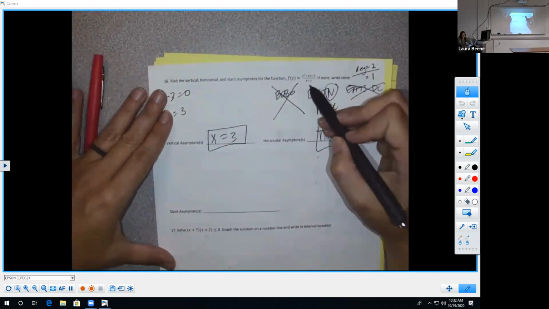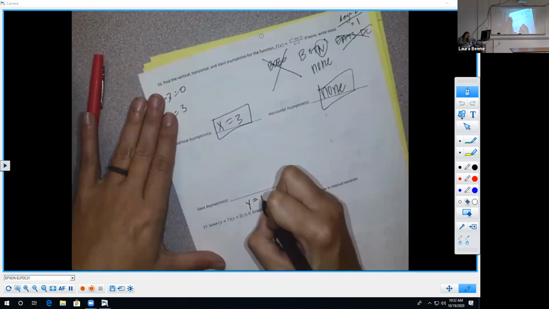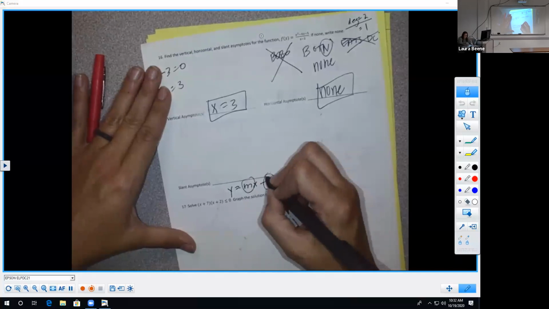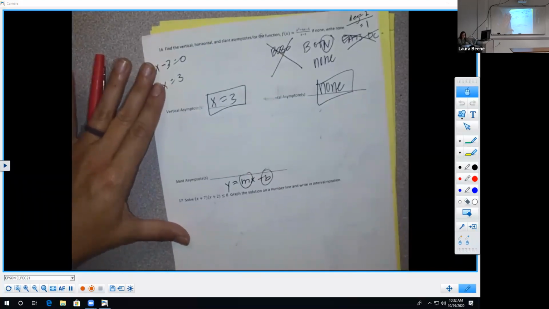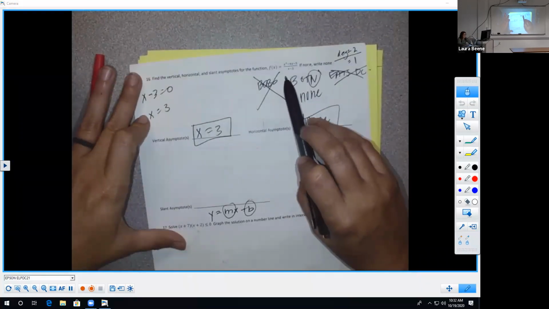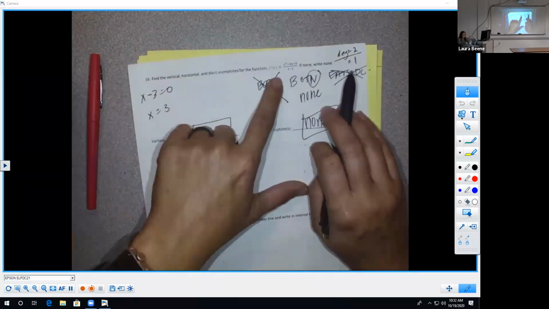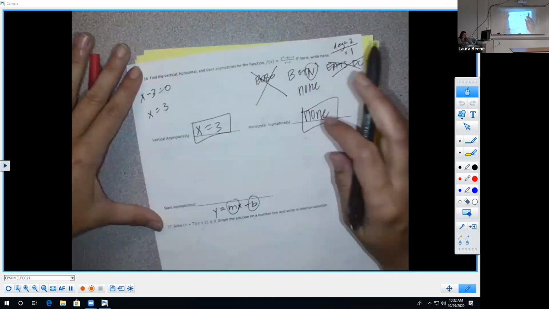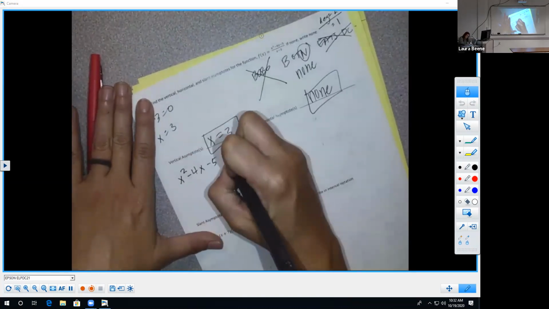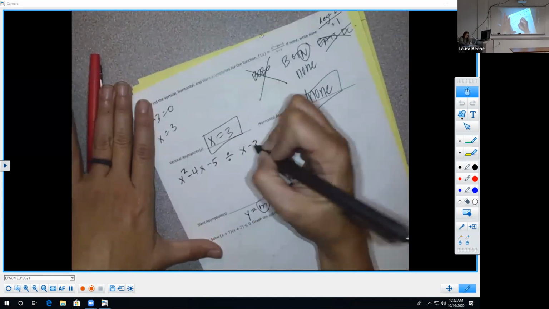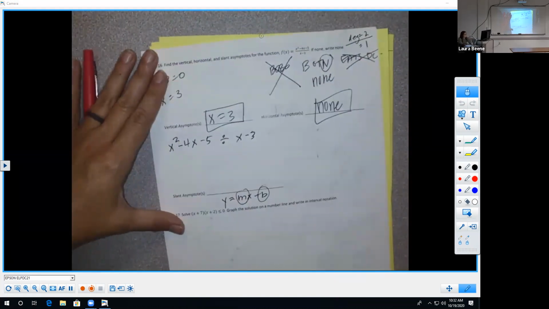Okay, so now to find the slant asymptote, I have to divide it. Top divided by bottom. The answer is going to be in the form y equals mx plus b. I need to figure out the m and the b. The way I figure that out is by doing long division or synthetic division. In this case, can I use synthetic division? Yes, because I'm dividing by x minus 3. So I'm going to take x squared minus 4x minus 5 and divide it by x minus 3. So I'm going to use synthetic division.